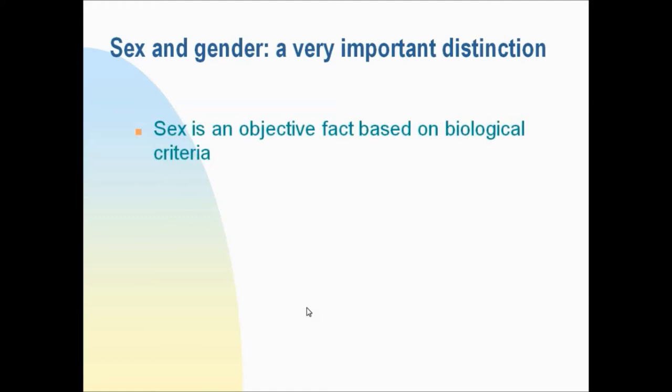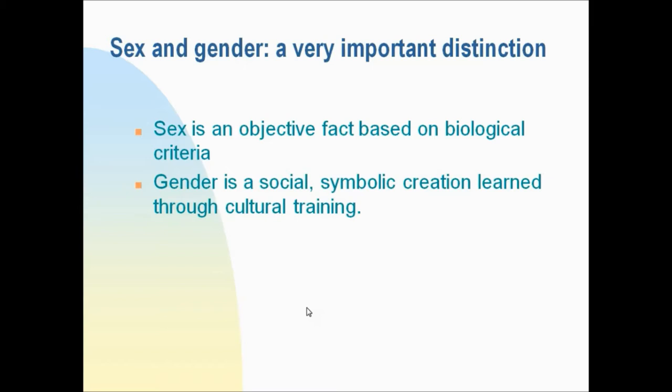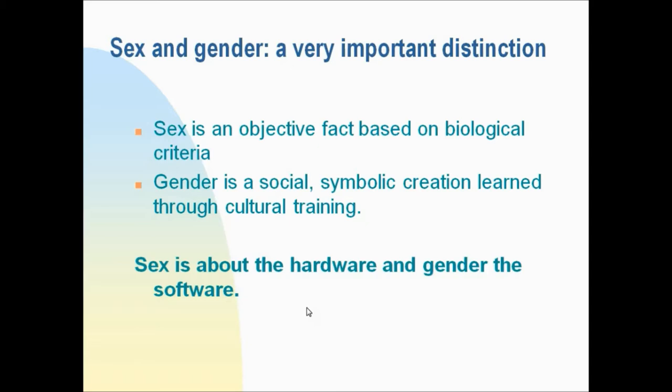Sex is an objective fact based on biological criteria, while gender is a social, symbolic creation learned through cultural training. Sex is about the hardware and the gender is the software.